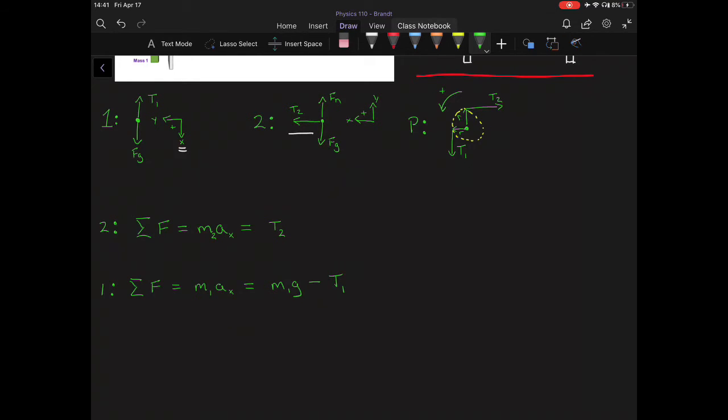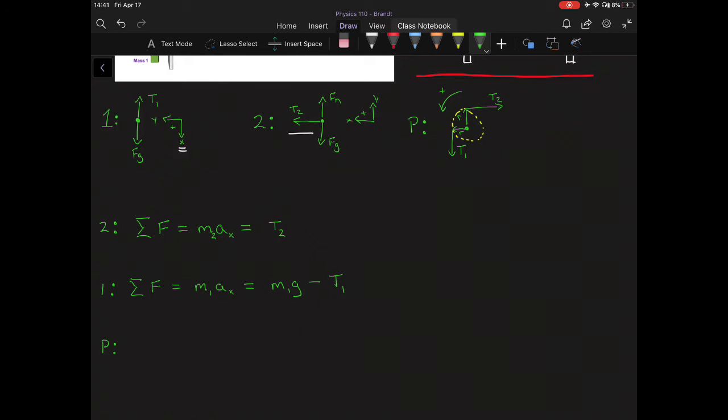Now, it's important in this to note that tension 1 and tension 2 are not the same because we have this pulley with mass now that's rotating. So because we have tension 1 and tension 2 and acceleration that are all unknowns, we're going to have to use the pulley as well to try and figure out what these two tensions are going to be.